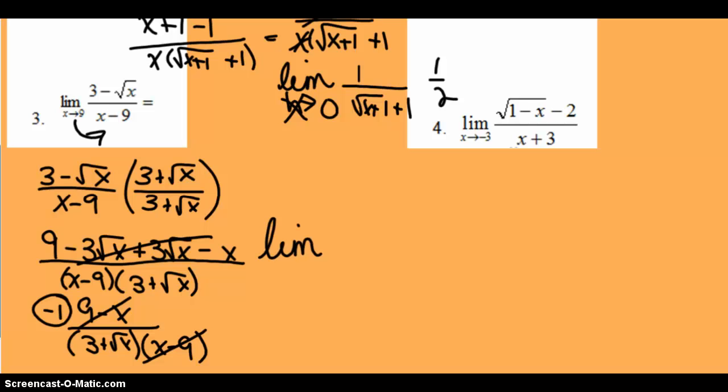And I'll have the limit as x approaches 9 of negative 1 over 3 plus radical x. Plug in the 9, and I'll get negative 1/6. So you will try number 4 and number 2.